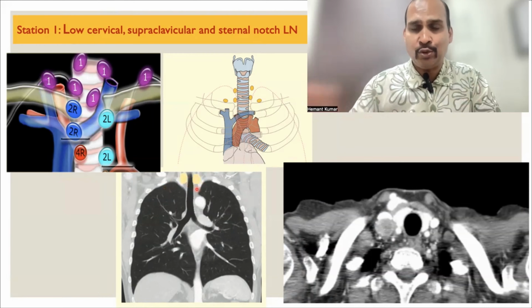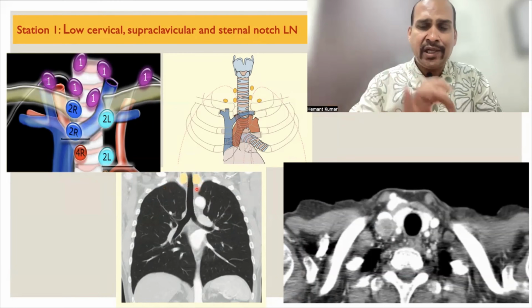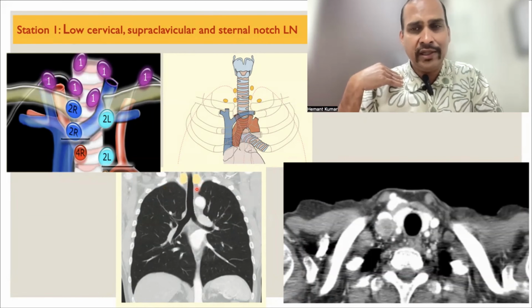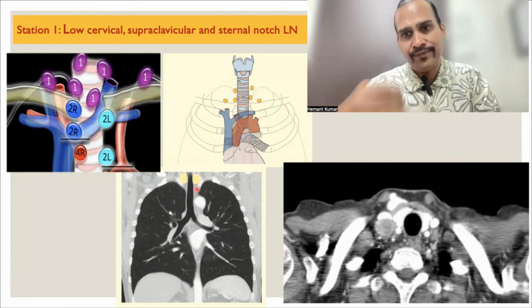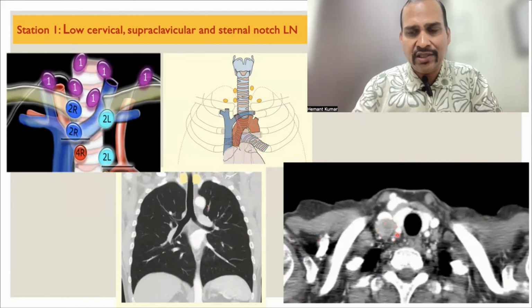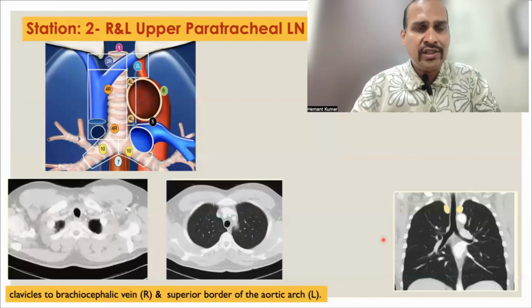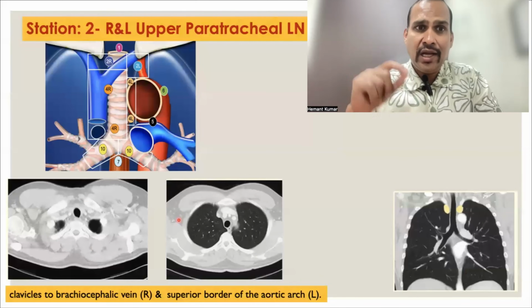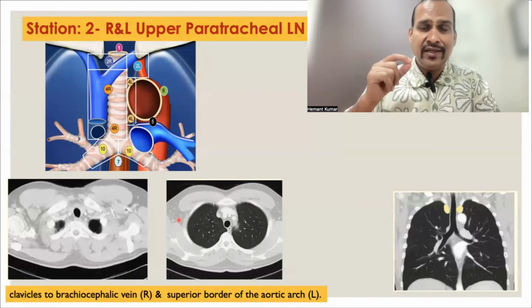No need for bronchoscope. By examining ultrasound or just palpation, you can identify station 1. In this CT scan, you can see this is station 1. Okay, so station 1 is completed. Now station 2. Station 2 is called upper paratracheal lymph node.